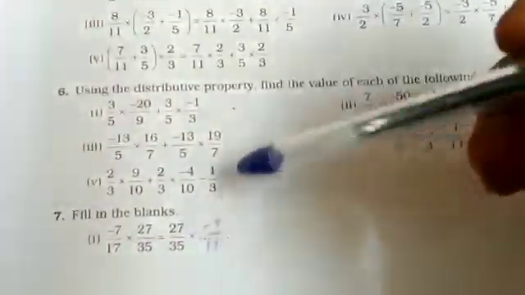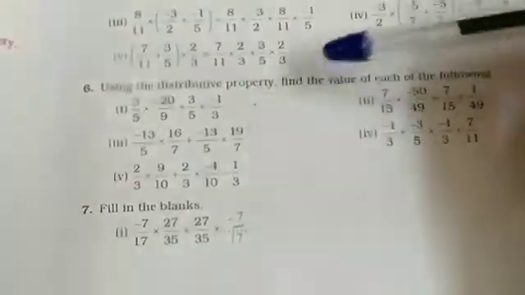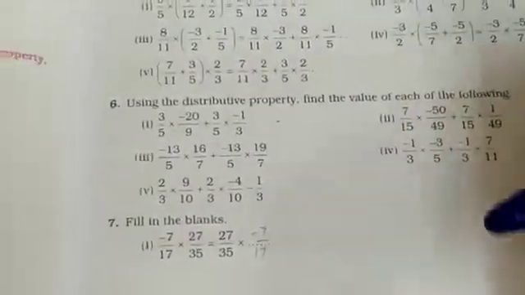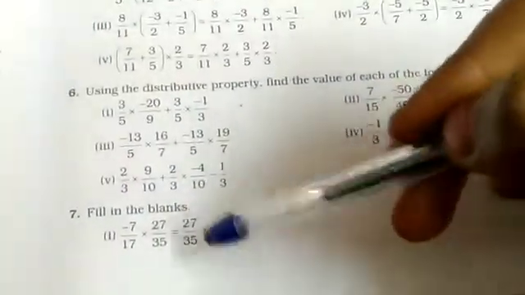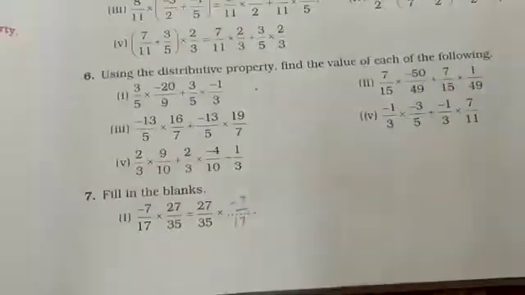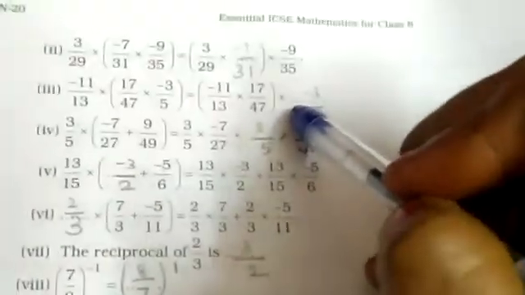This is the seventh sum, fill in the blanks. Fill in the blanks is very simple. The commutative property, associative property, distributive property, every property will be used to find the answer. Minus 7 by 17 multiplied with 25 by 35 is equal to 27 by 35 multiplied with that, so the remaining is minus 7 by 17. Same for the second sum, this is the associative property, the brackets will be changed. Which number is missing, you write that. This one is also the associative property.